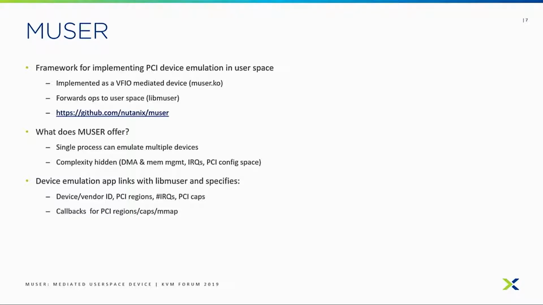Another benefit of using MUSER is that it completely hides the vfio and PCI specification related implementation from the device emulation application. The device emulation application just needs to link to libmuser and specify some device-specific data: device ID, vendor ID, supported PCI regions, interrupts, and PCI capabilities. The device emulation also needs to provide some callbacks for the PCI commands, and those callbacks will be called by libmuser. These callbacks handle things like PCI regions, capabilities, mmap, or device reset.